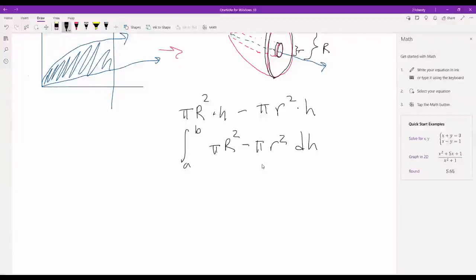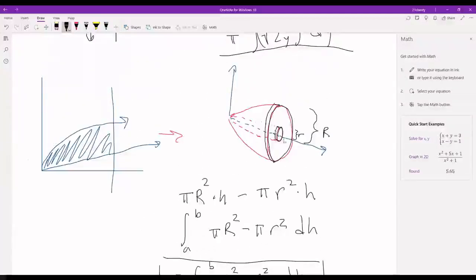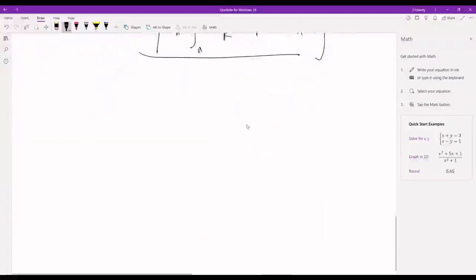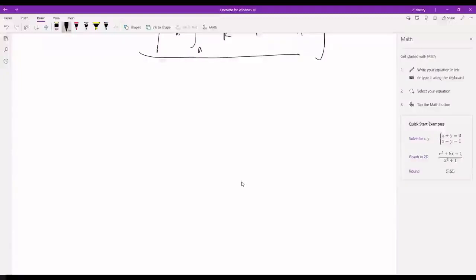And then we can factor out the pi. So we could just go like this. Oh wait, no, minus dh. And this is our formula for if there's a hole in the solid of revolution. This is the washer method. So that's for something like rotating about the line y equals -2.